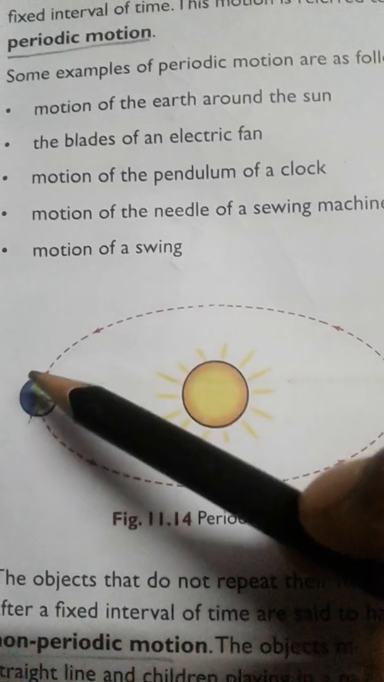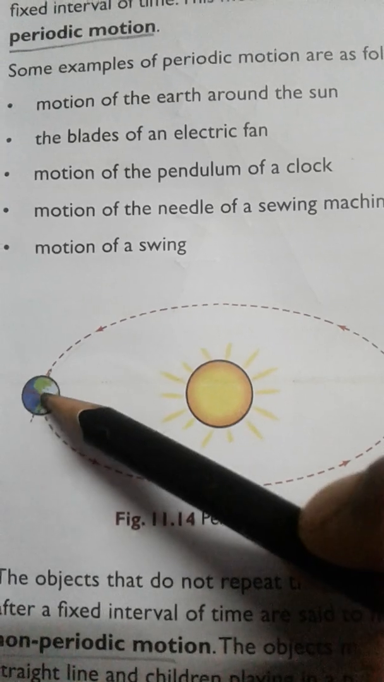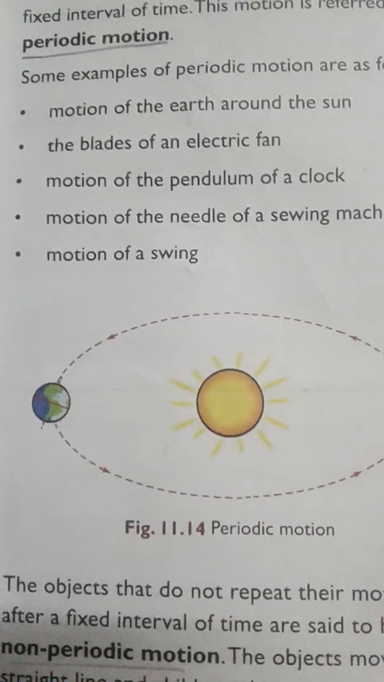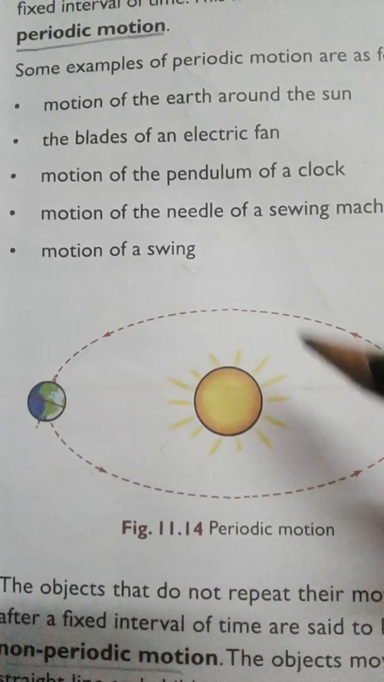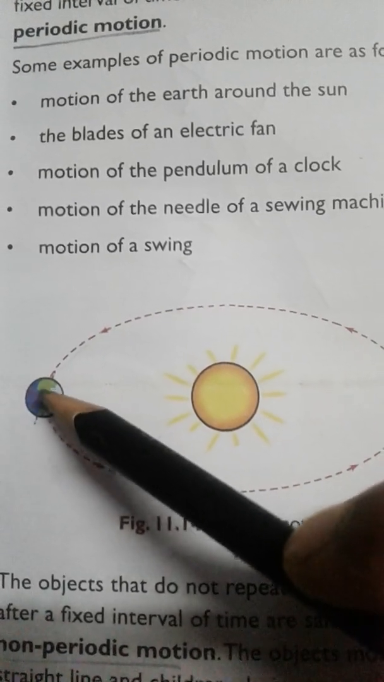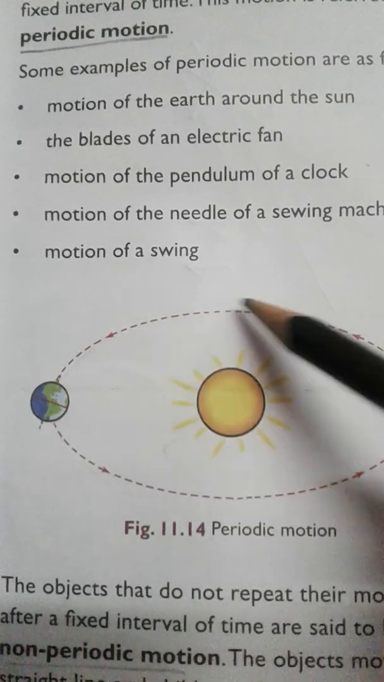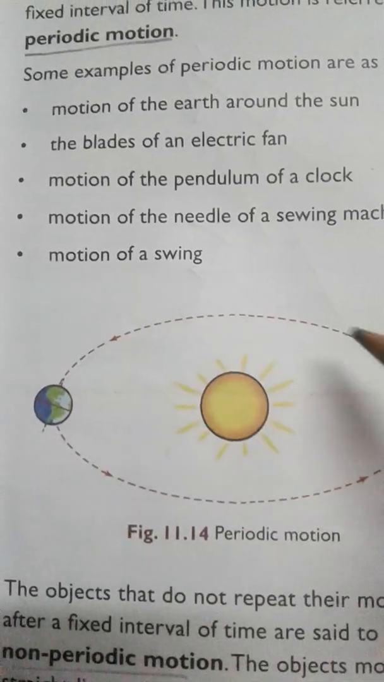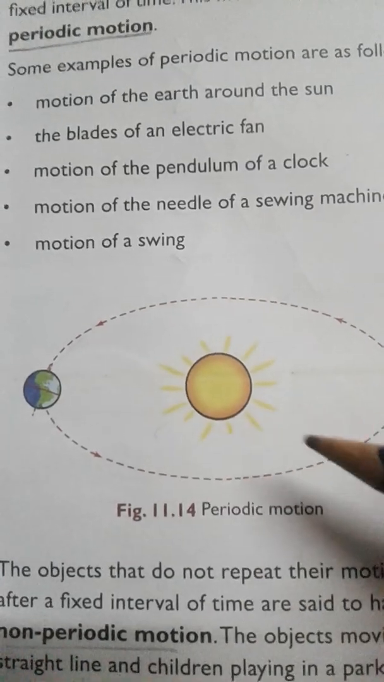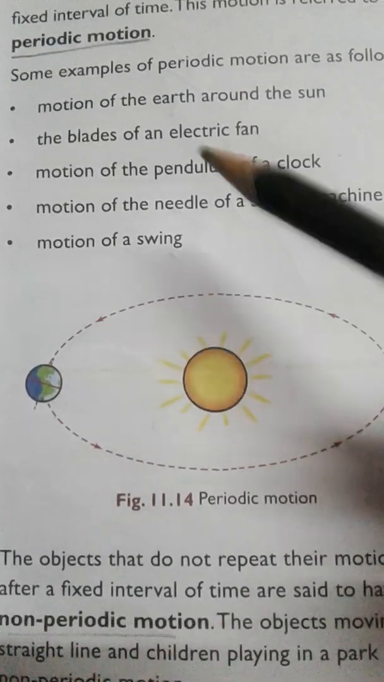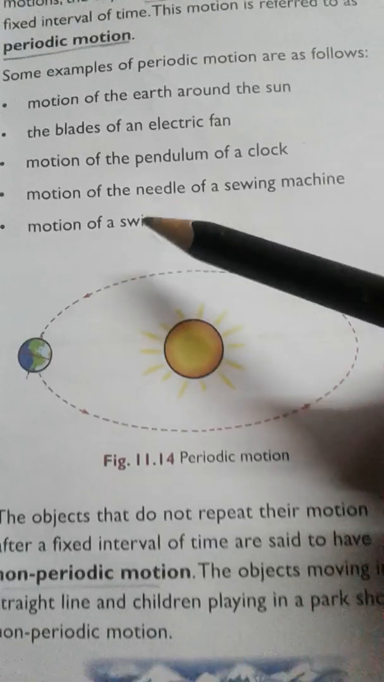Why? Because this earth, for example, will move around the sun. After an interval of time, it will reach the same position. Again it will start moving. Okay, like this it will repeat its movement again and again. This is why it is called periodic motion. Some other examples of periodic motions are given here. You read and you will understand.